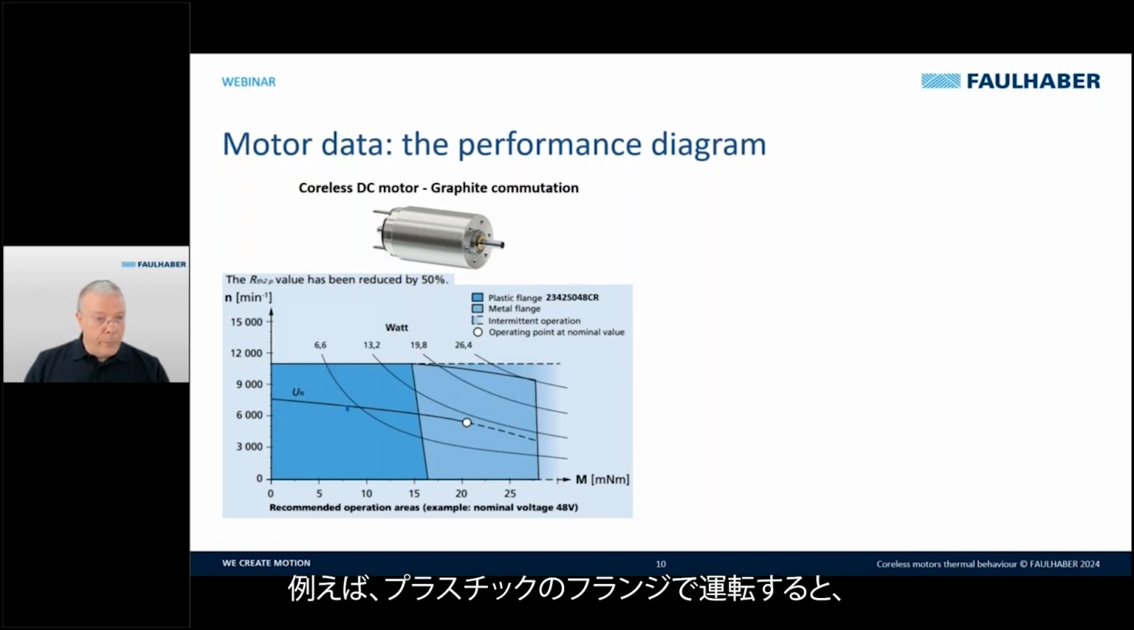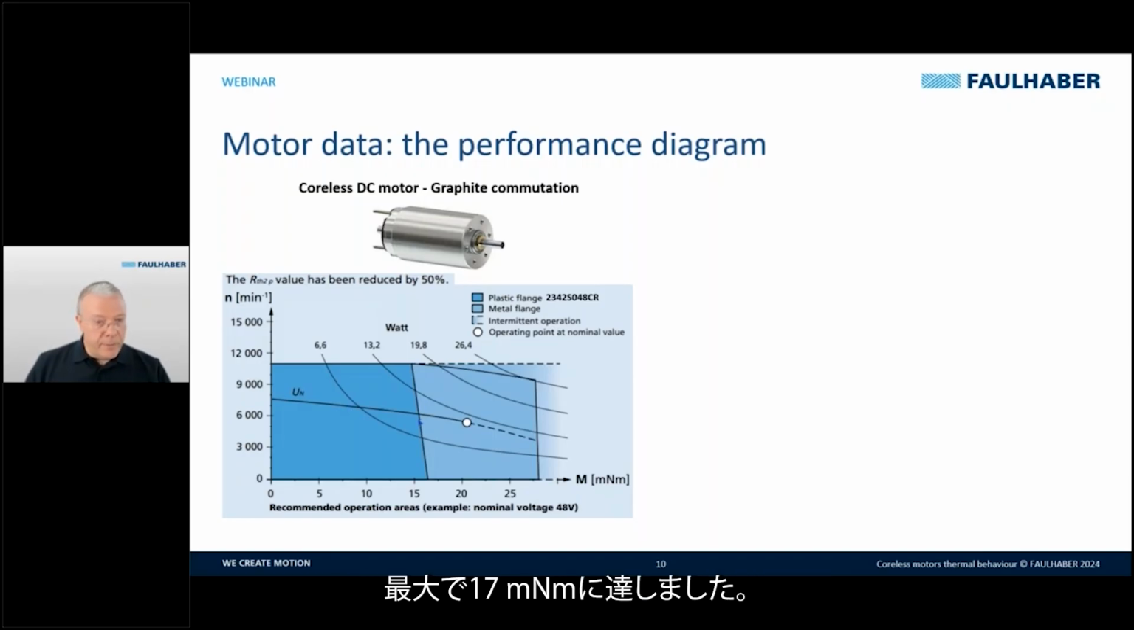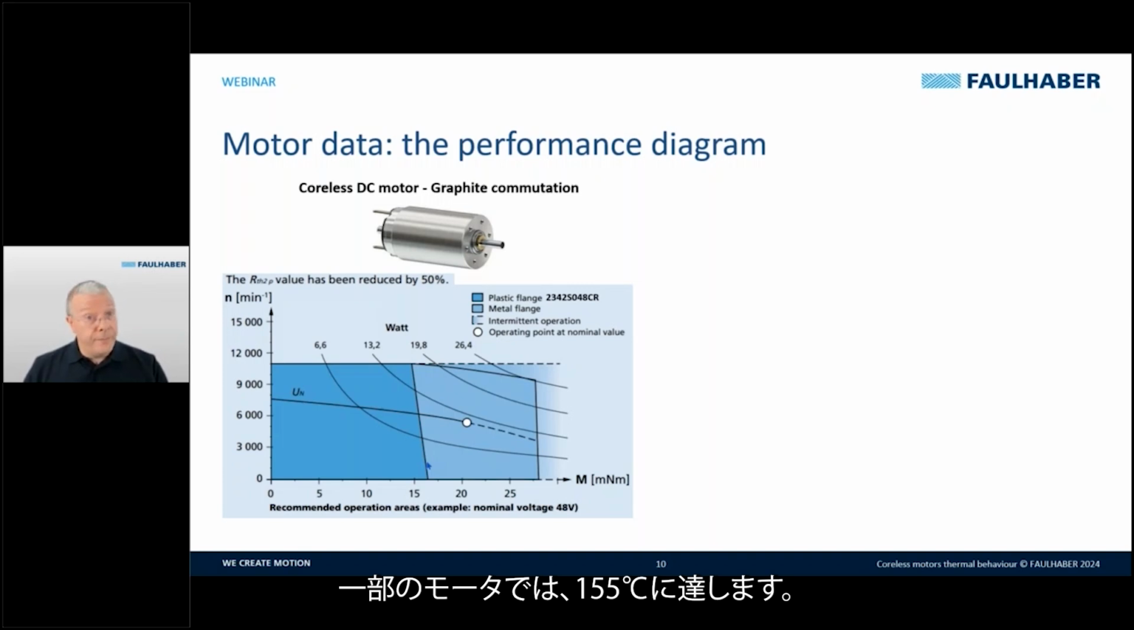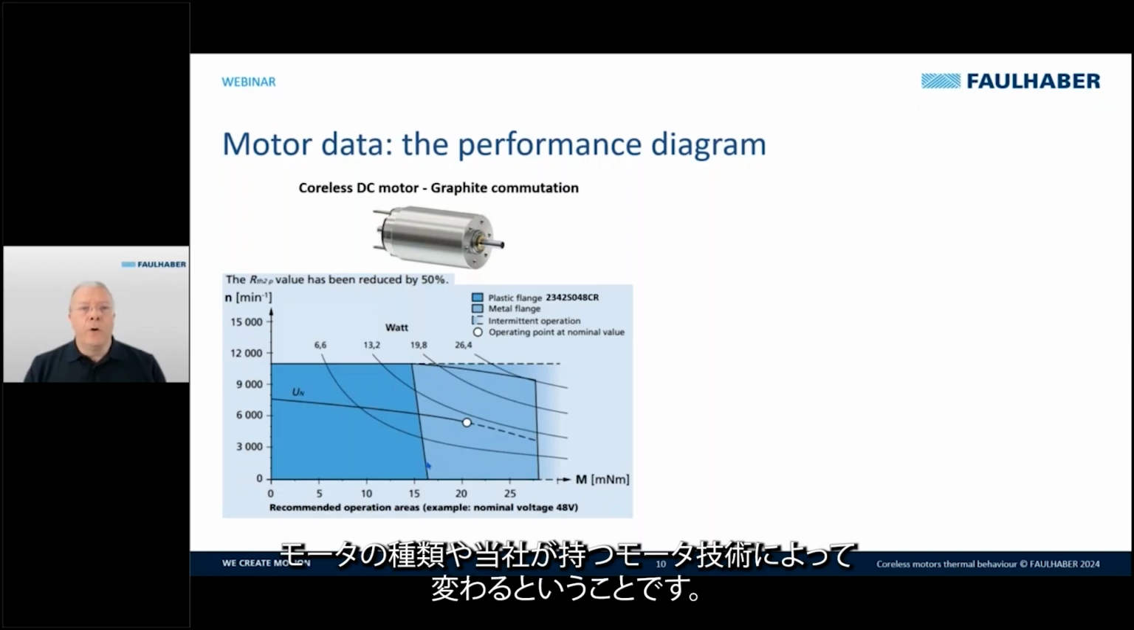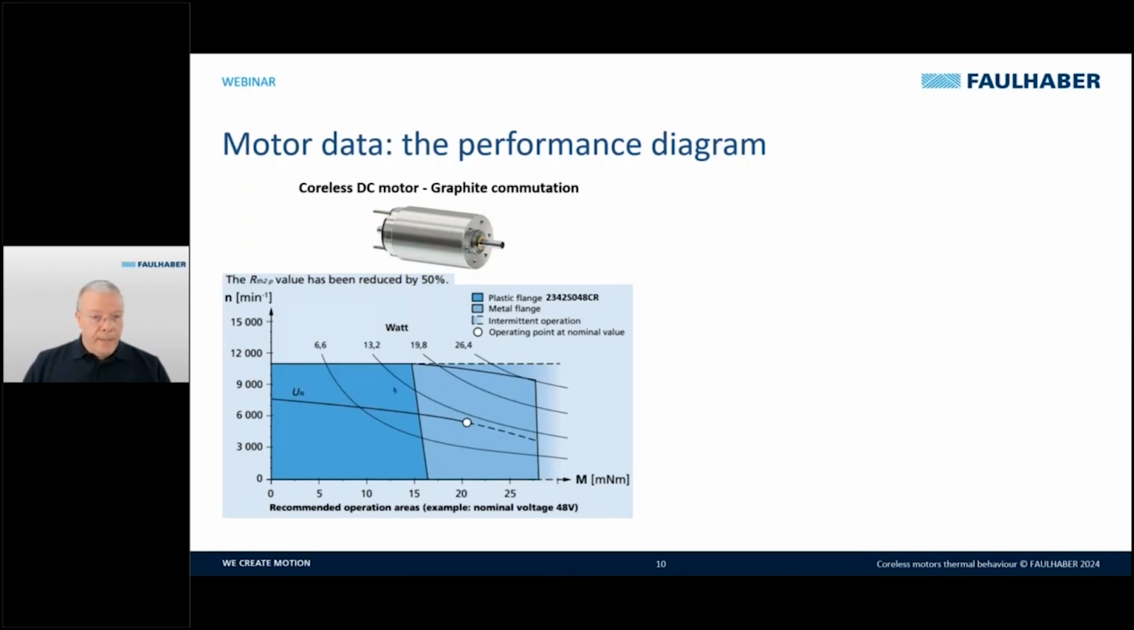For example, with plastic operation here, we have reached 17 millinewton meters maximum. This region here is when the temperature in the winding reaches the maximum recommended value. We have 125 degrees typically. For certain motors, we reach 155 degrees. For very small motors, we reach 85 degrees. So it depends on the type of motors and the motor technology that we have.